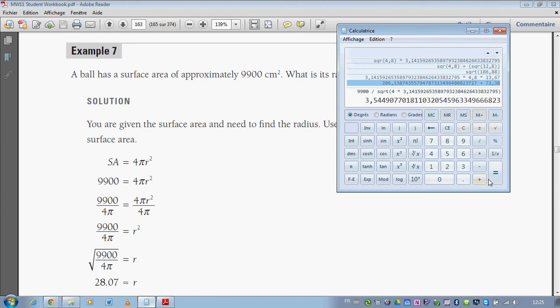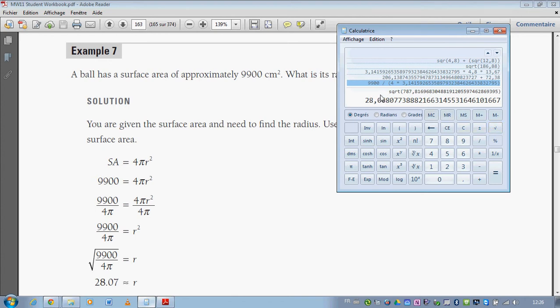Okay, I may have made a mistake somewhere, so let's try that again. 9,900 divided by, and I open a bracket, 4 times pi. Close my bracket. Oh, enter. There we go. So I'd forgotten to push enter. So that gives us 787.81, and then you square root that to get 28.07 as being your right answer.